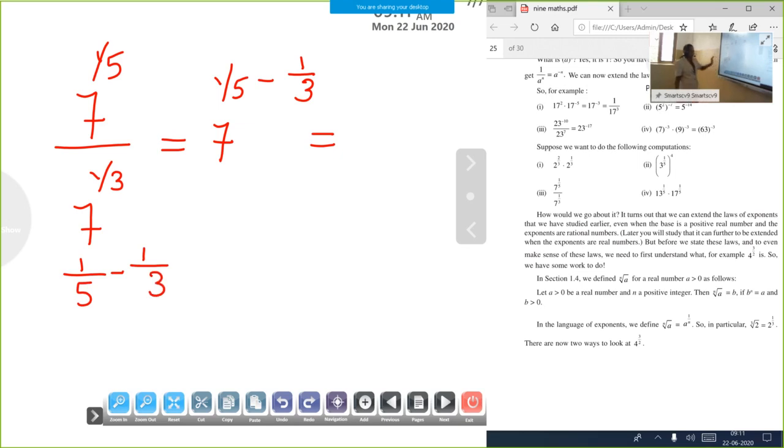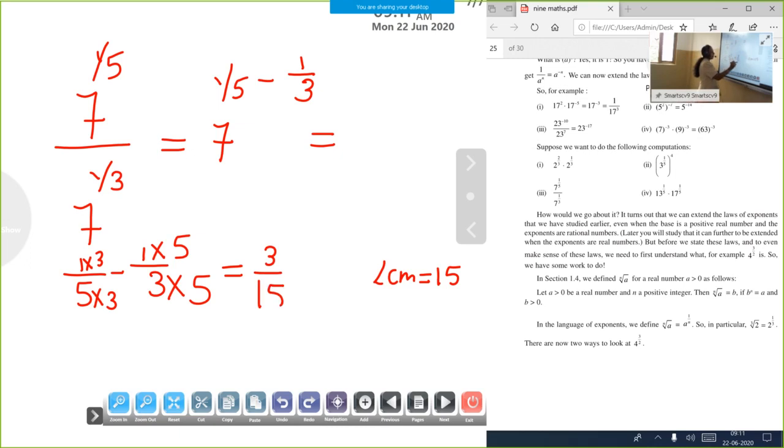Here it is fraction subtraction, and the denominators are 5 and 3. What is the LCM of 5 and 3? There is no common term, so we multiply 5 into 3 equal to 15. So the LCM is 15. Here we need to make the denominator 15. 5 into 3, numerator also multiply with 3. 3 into 5, numerator also multiply with 5. So our next step is 3 by 15 minus 5 by 15.